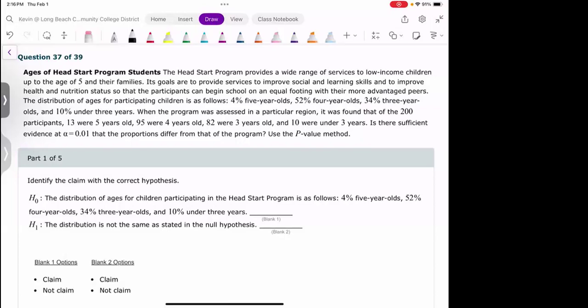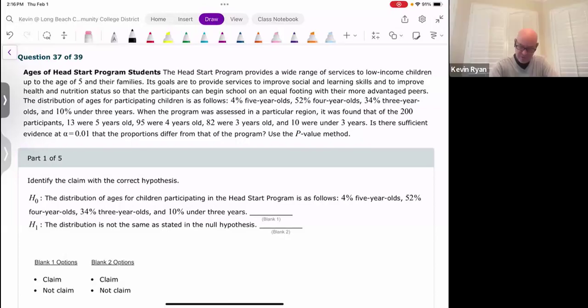Ages of Head Start program students. The Head Start program provides a wide range of services to low-income children up to the age of 5 and their families. Its goal is to provide services to improve social and learning skills and to improve health and nutrition status so that the participants can begin school on an equal footing with more advantaged peers. The distribution of ages for participating children are as follows: 4% 5-year-olds, 52% 4-year-olds, 34% 3-year-olds, and 10% are under 3 years. When the program was assessed in a particular region, it was found that of the 200 participants, 13, 95, 82, and 10. So we're doing a goodness of fit test here.